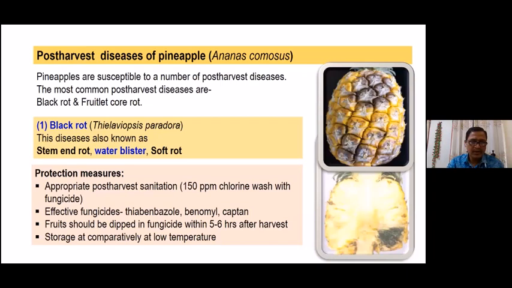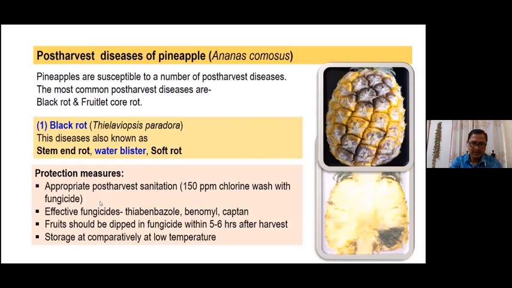One of the diseases is black rot, and this black rot disease is known as Kevin rot, water blister, soft rot. Different names. Some people say soft rot, and some say water blister, and it's basically black rot disease, and that can be controlled by appropriate post-harvest sanitation. Chlorine water wash is important.